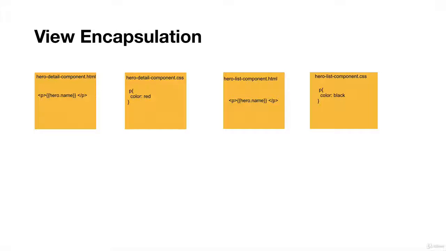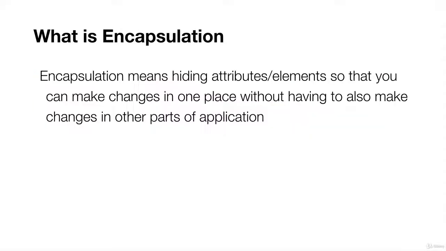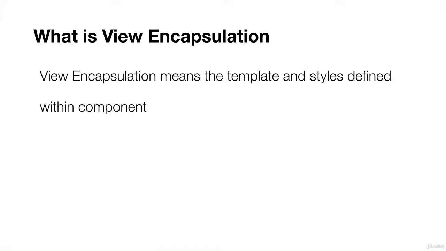That is view encapsulation. Let's say we have a hero list component. Inside the hero list, I have added the styling for the paragraph and changed it to black. This CSS, the black paragraph color, will not affect the hero detail component. That is view encapsulation. If you check the definition, encapsulation means hiding attributes, so these changes will not affect other parts of your application. View encapsulation means the template and styles defined within a component, so the scope of styling is its own component.